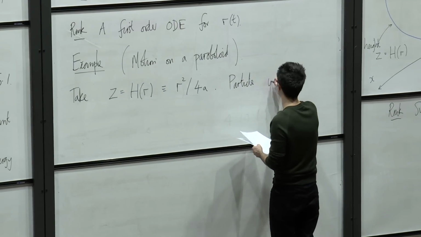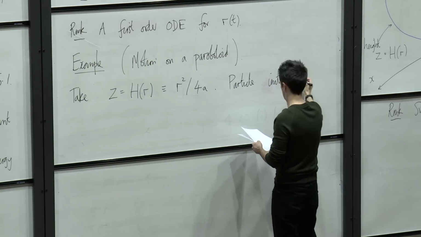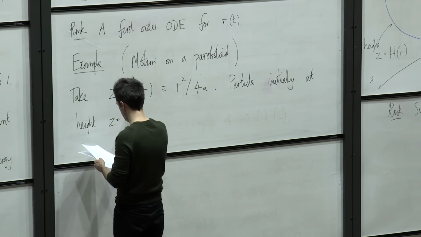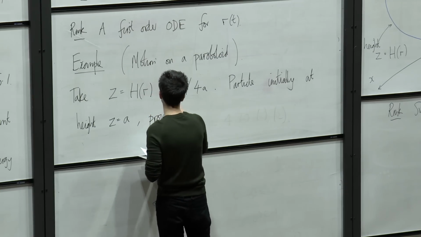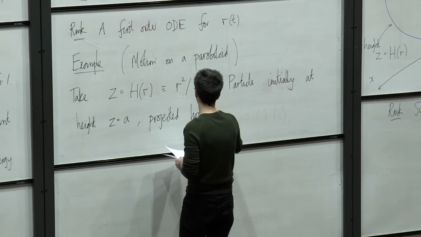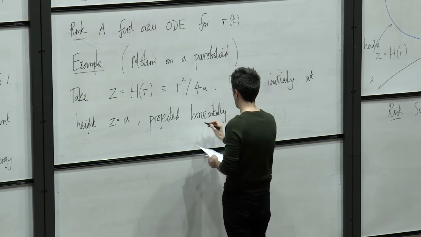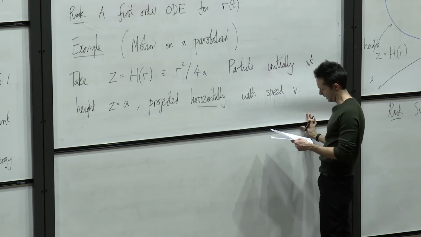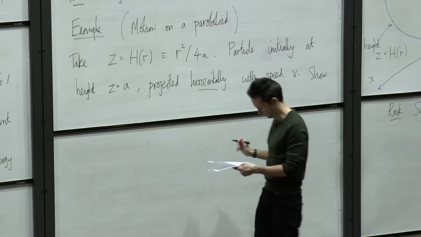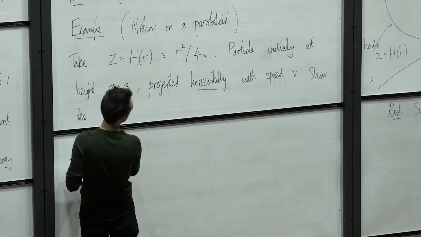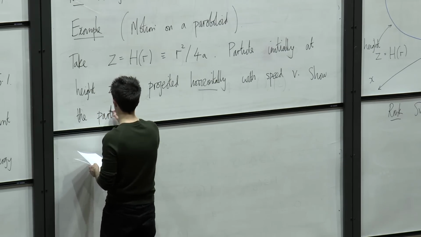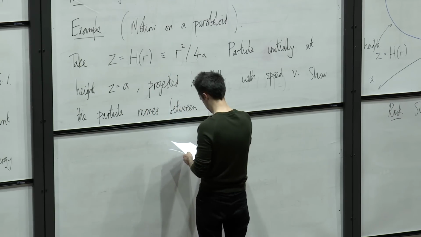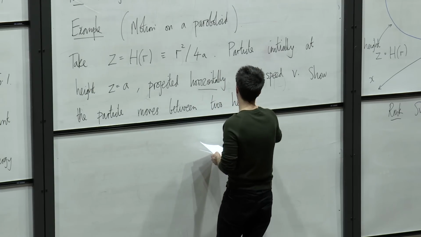So the particle is initially at height z equals a, and is projected horizontally with speed little v. Our problem is to show the particle moves between two heights in the subsequent motion.